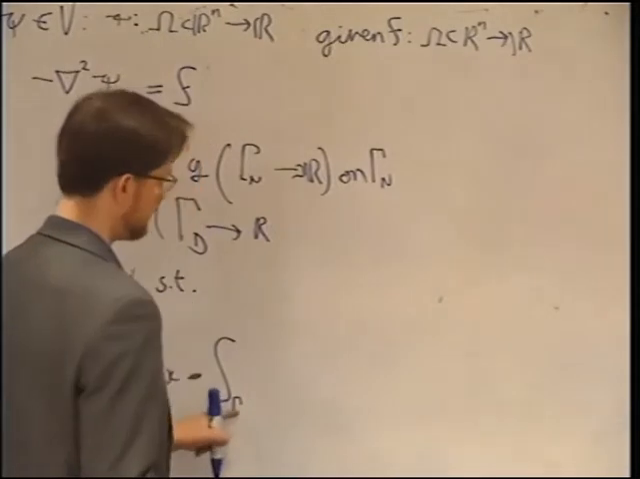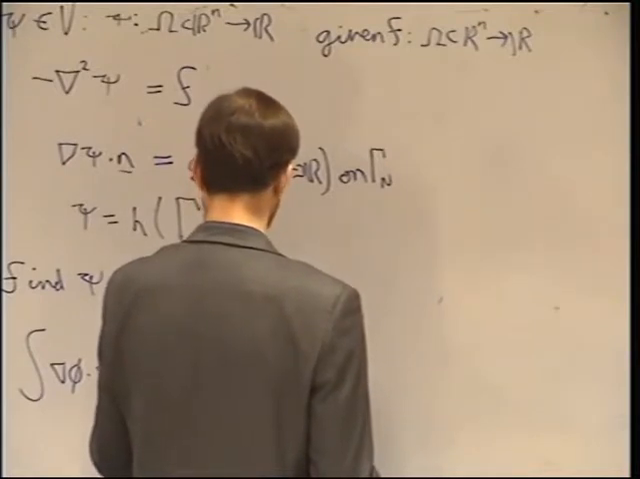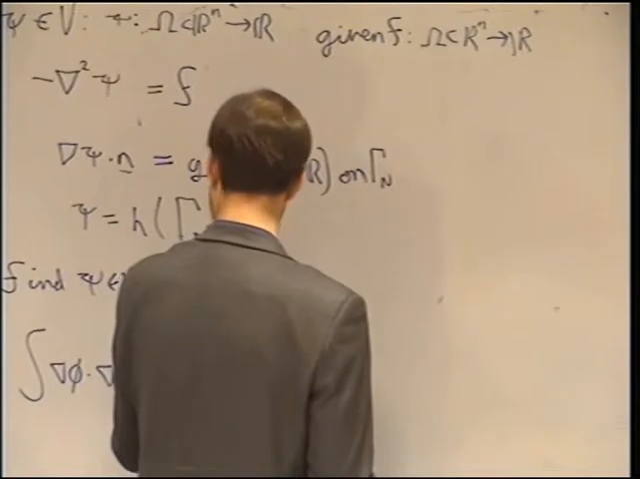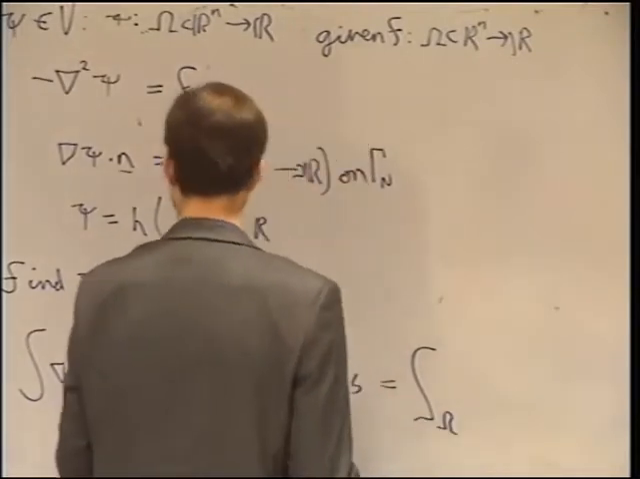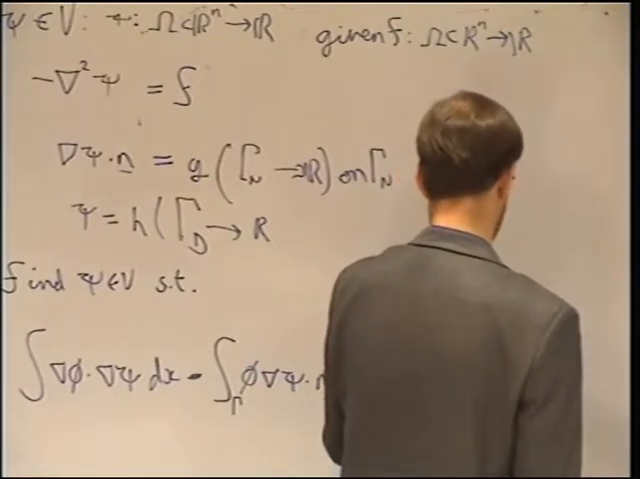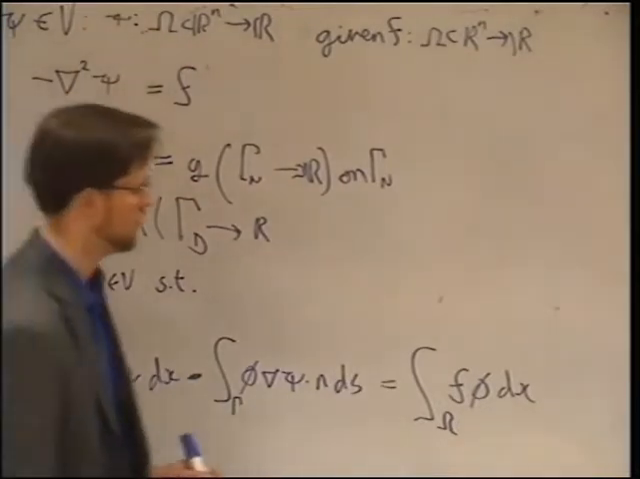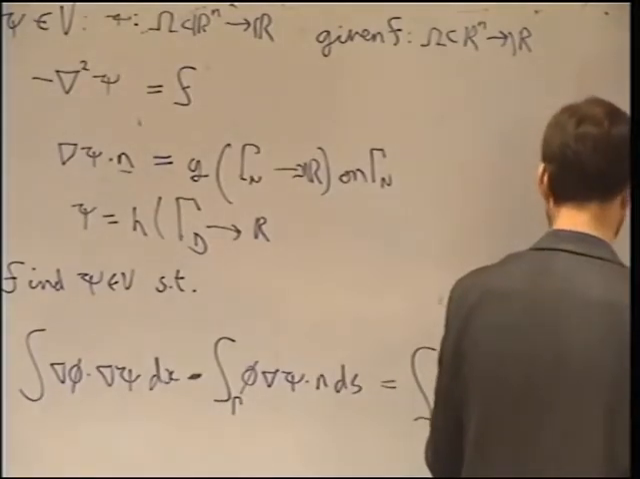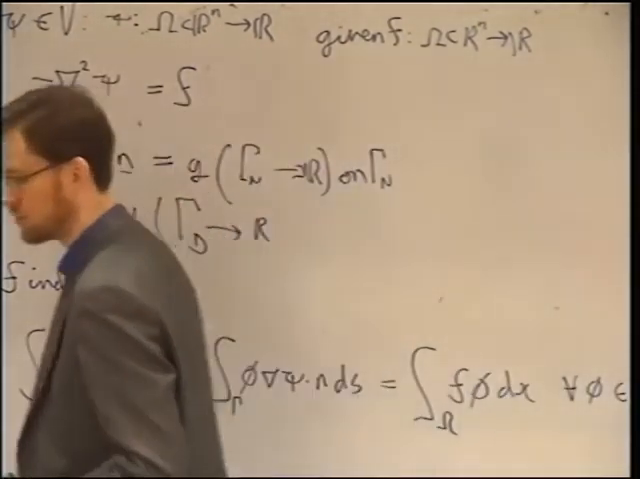the boundary, I'll split the boundary up in a minute, the integral over the boundary of phi grad psi dot n ds equals the integral over the whole domain of f times phi dx. So that's the weak form. And now we have to worry about what happens on the boundary. For all phi in V, where V is a suitable function space.